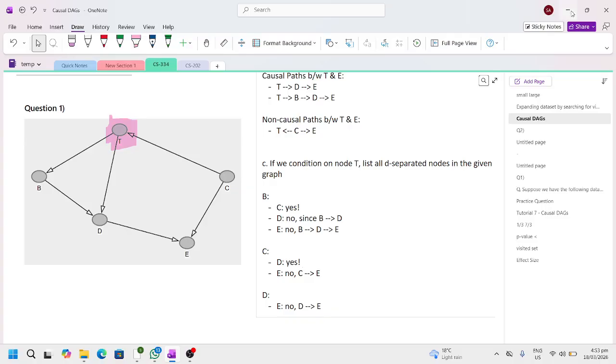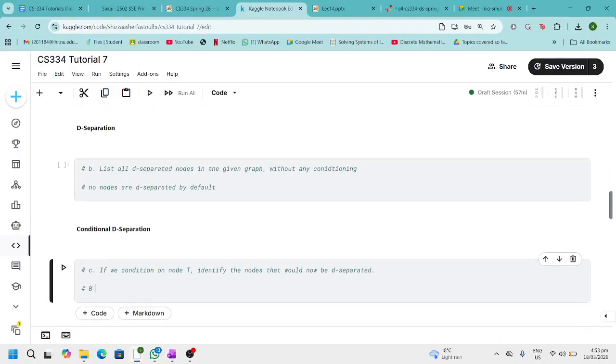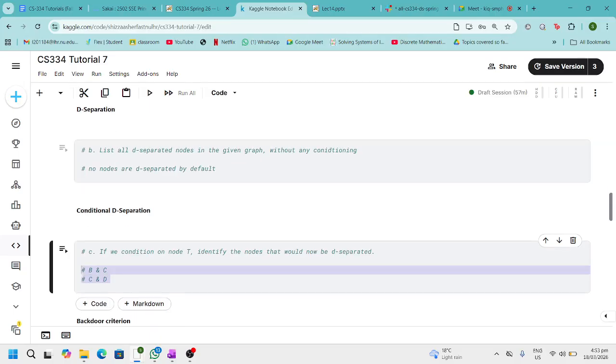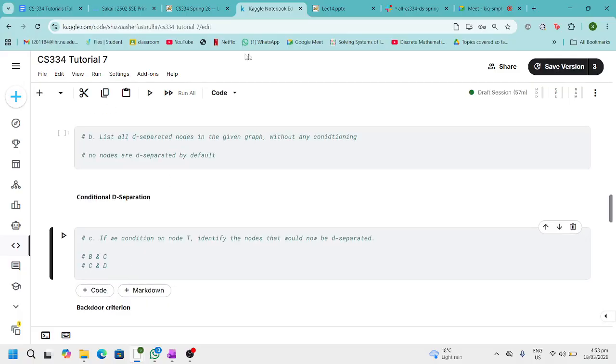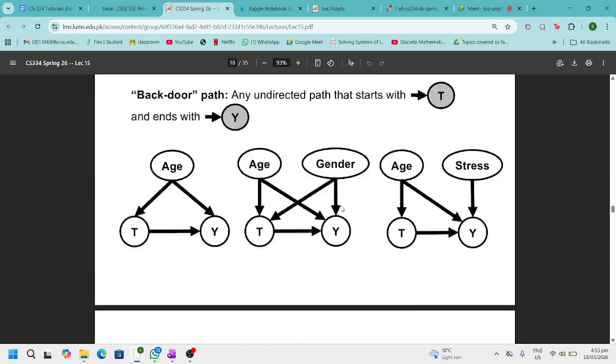So let's state these over here. B and C, and C and D. So these are the two sets that are d-separated, nothing else. We've checked all of them. Are there any questions so far? No, not from my side.